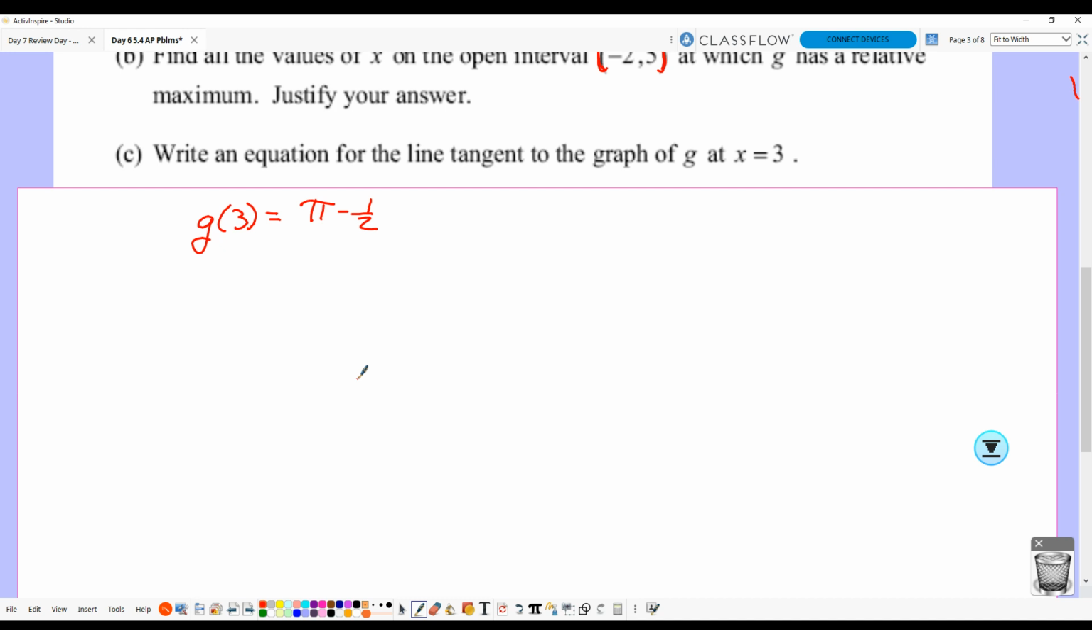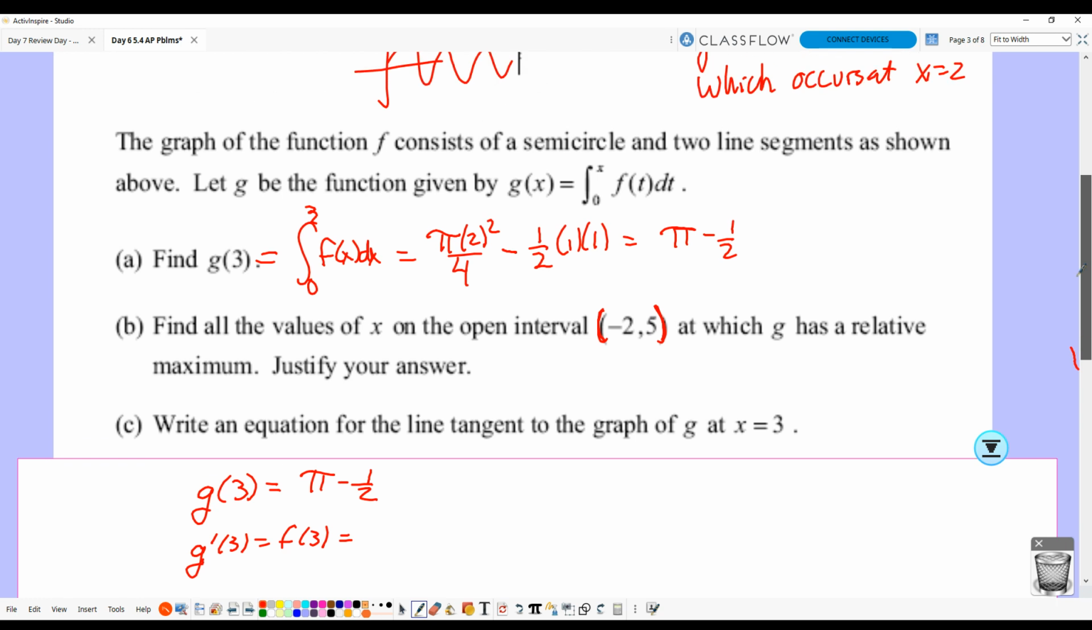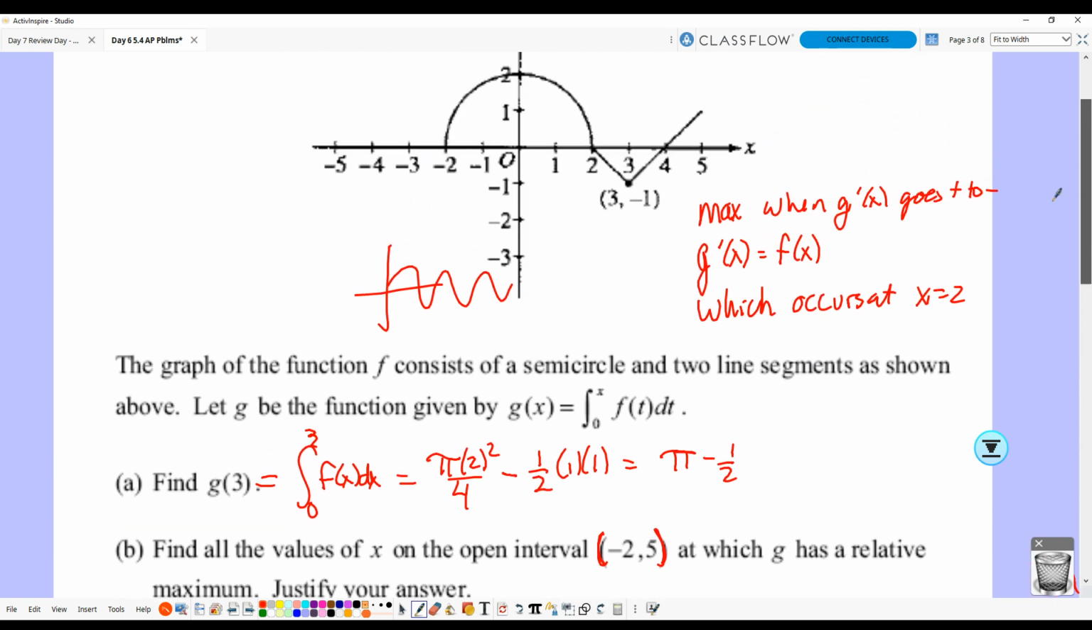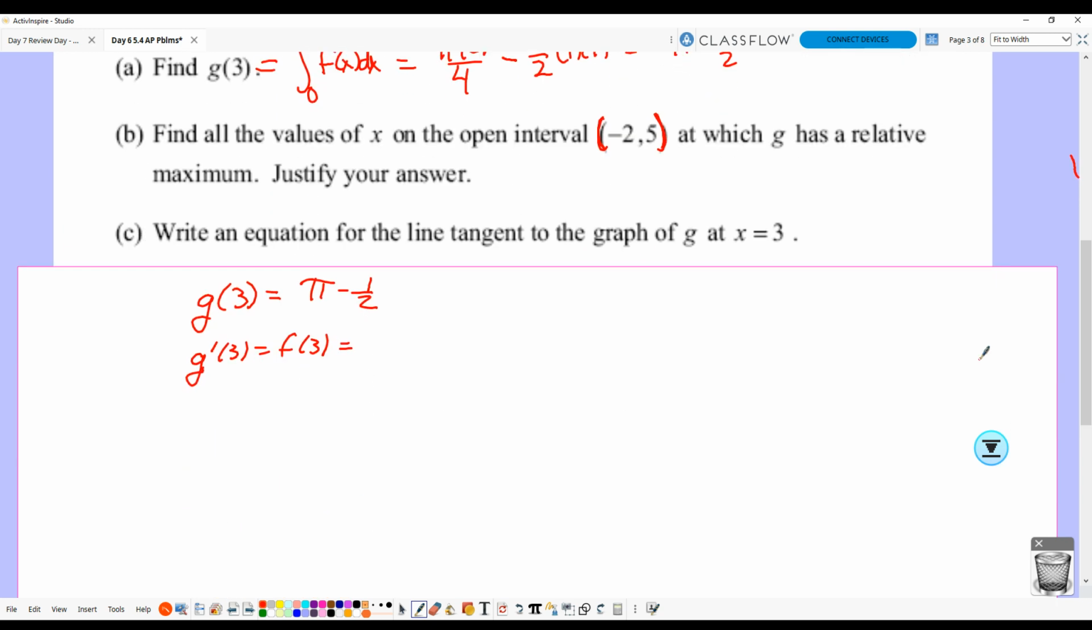And you said we also need the slope. How do I find the slope? Well, the derivative of G is just the regular graph of f of x. So then it's just -1. Okay, critical tangents. So Natalie's putting together the slope and the point. Write the equation of a tangent.